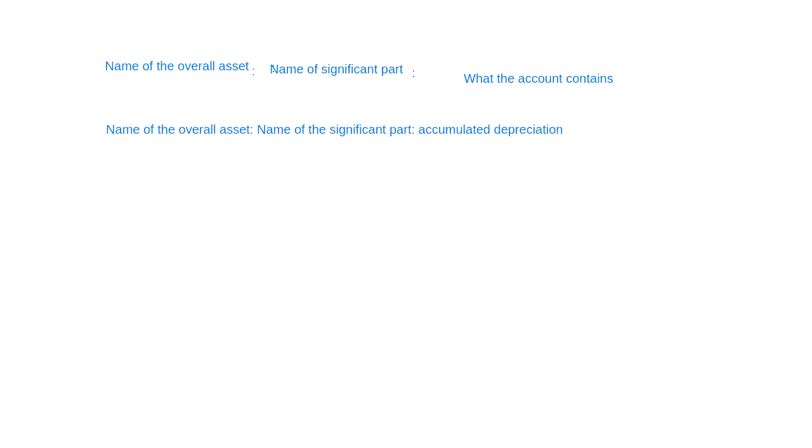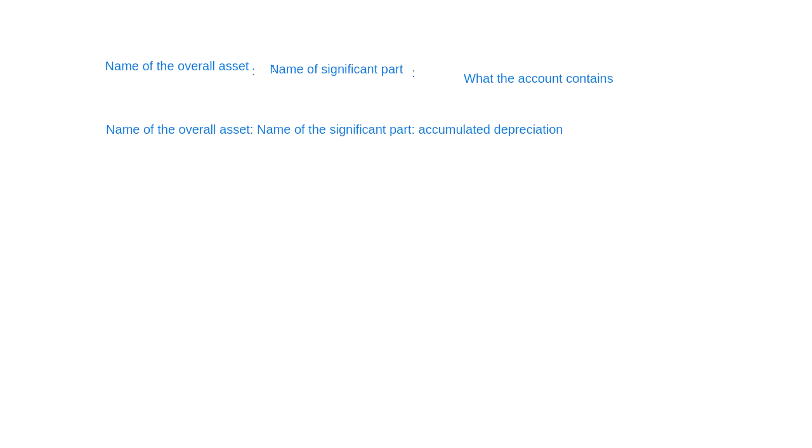So that account, in the case of, let's say, the starboard engine one, will be the name of the overall asset, which is Airbus registration A2345. Name of the significant part, it is starboard engine one. And then thirdly, after that colon, what does this account now contain? It contains accumulated depreciation. Right.